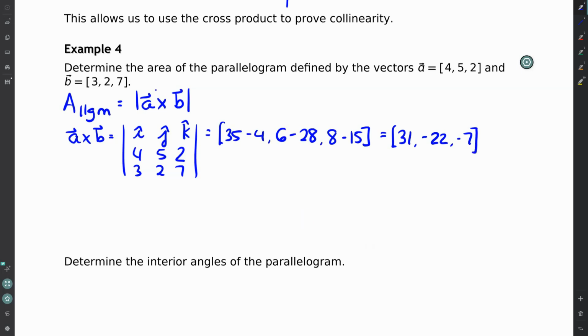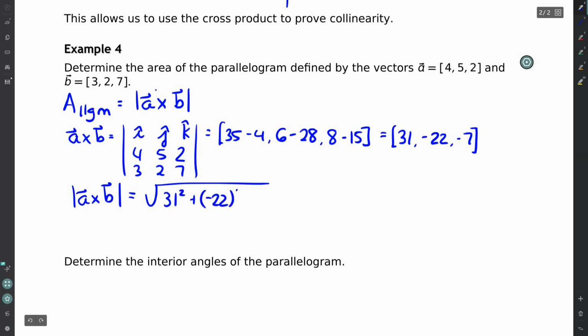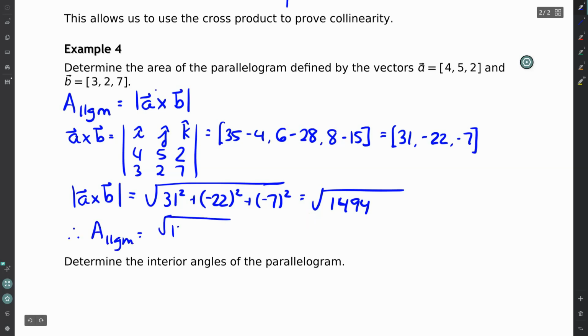So now we need to find the magnitude of that vector. This is straightforward. We're going to have 31 squared plus negative 22 squared plus negative 7 squared, and do the math. That works out to square root of 1,494. And that's the area of the parallelogram. And you can get a decimal approximation for that if you want to.